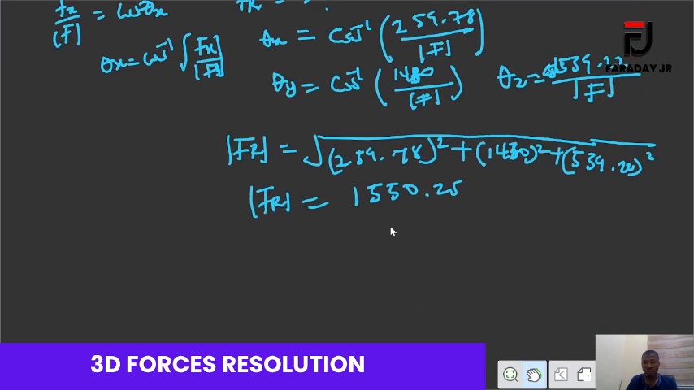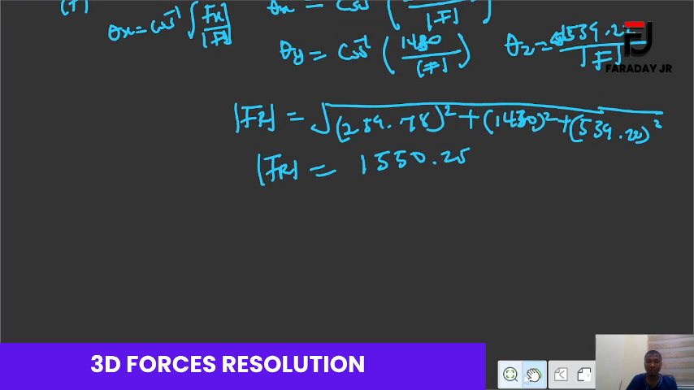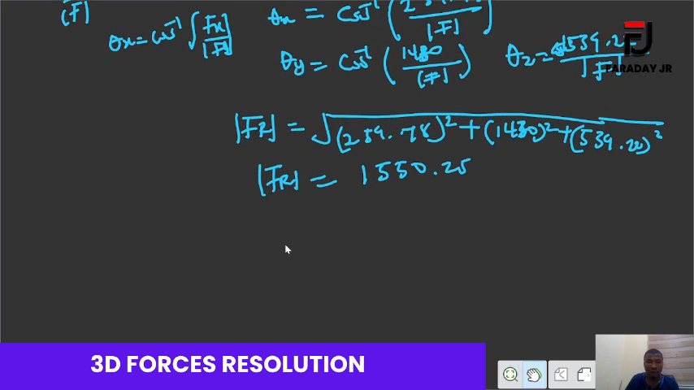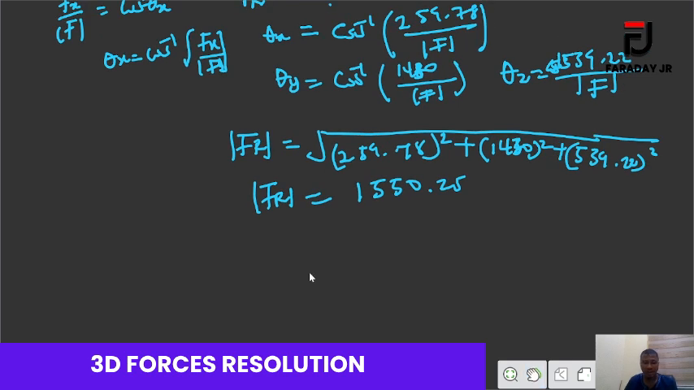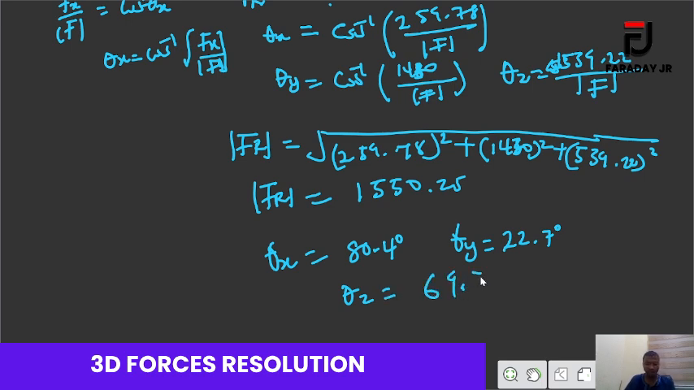So after we have replaced that with the force, our angle within the x plane, theta x, is going to give us a value of 80.4 degrees. Theta y is going to give us a resulting value of 22.17 degrees. And then finally theta z is going to give us a resulting value of 69.7 degrees.